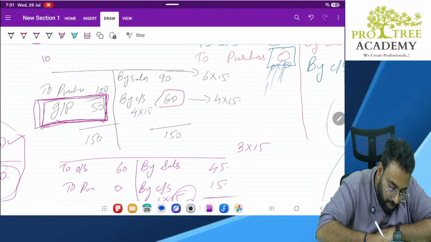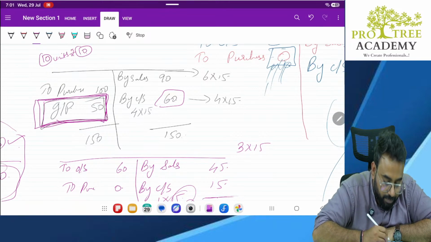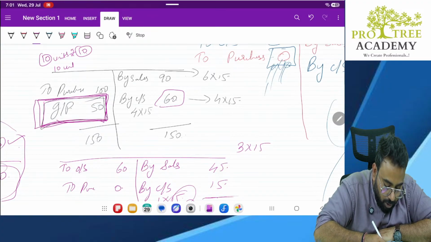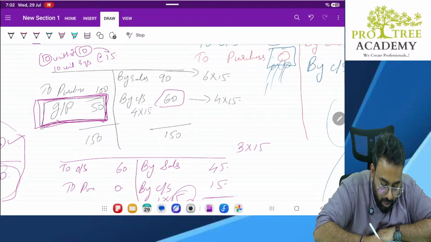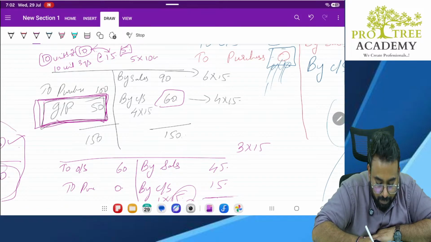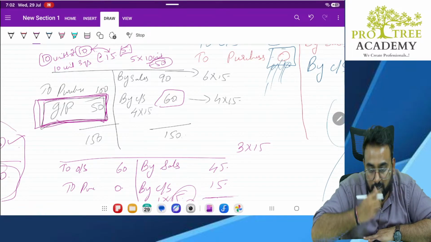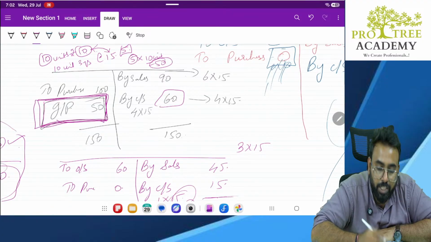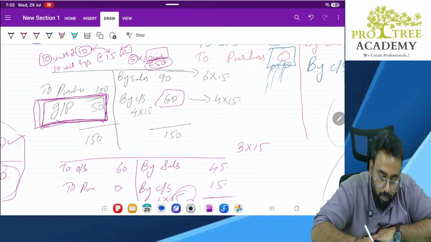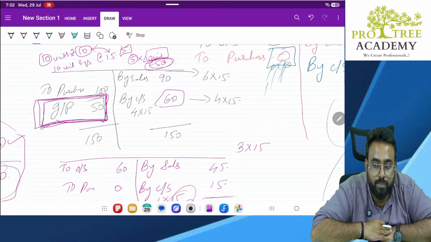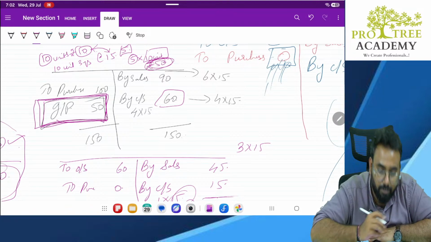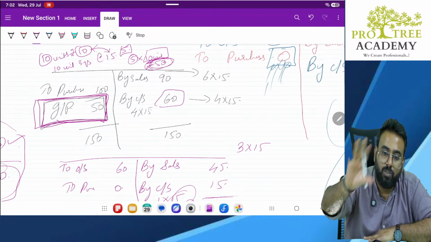Understand how many units we purchased? 10 units. At what? 10 rupees. Correct? 10 units you plan to sell in the next 3 years, each unit at 15. Ultimately, per unit, what is the profit? 5 rupees, sir. So, how much maximum profit can you make? 5 rupees into 10 units, sir. Total 50 rupees. Okay, very good. So the profit itself is totally 50 rupees.